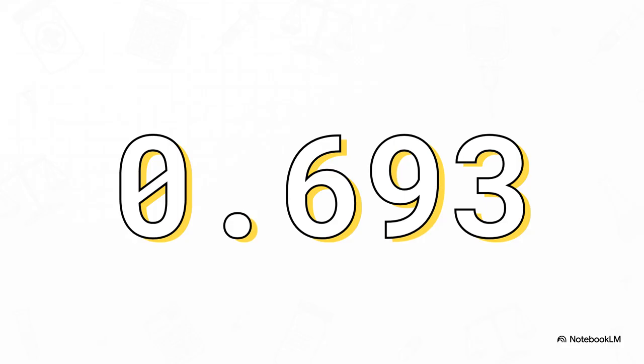Now, lock this specific number right into your memory, 0.693. Dividing this constant by the elimination rate constant, or K, will always give you the drug's half-life. And it works the other way too. 0.693 divided by the half-life gives you the K. It is quite literally the golden constant of pharmacokinetics.